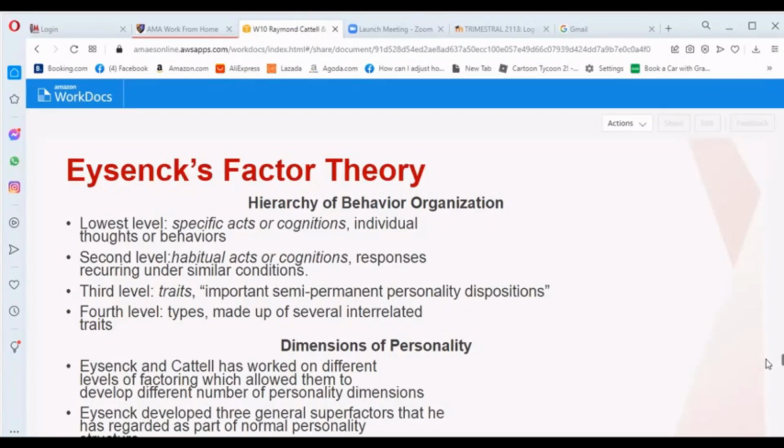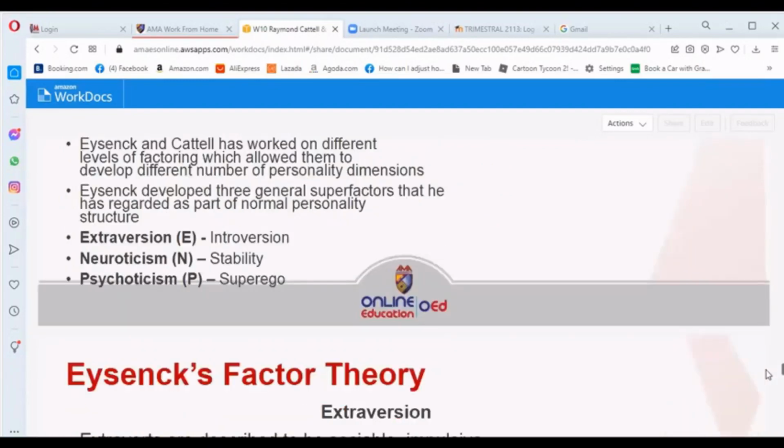So there are dimensions of personality. Under this, Eysenck and Cattell worked on different levels of factoring, which allowed them to develop different numbers of personality dimensions. Eysenck developed the three general superfactors that are regarded as part of the normal personality structure. What are these? Number one is extraversion, or E, and under that is introversion. Second is neuroticism, or N, and under this is stability. And third is psychoticism, or P, or the superego.